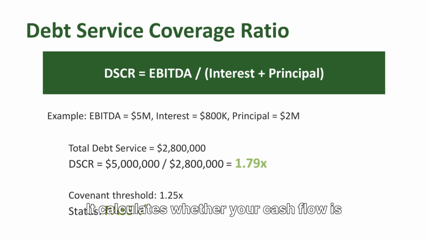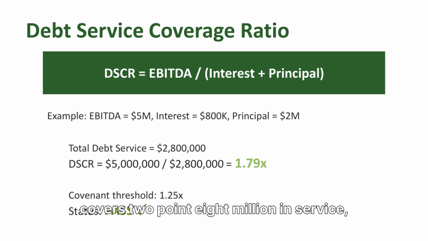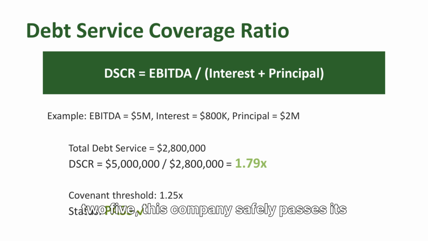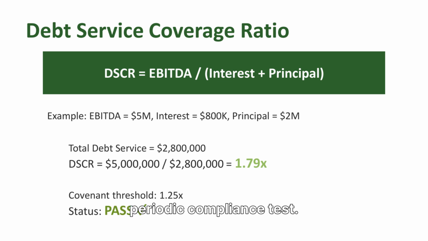It calculates whether your cash flow is enough to cover both interest and the principal portion of your debt. In our example, $5 million in EBITDA covers $2.8 million in service, giving a DSCR of 1.79. With a covenant threshold of 1.25, this company safely passes its periodic compliance test.